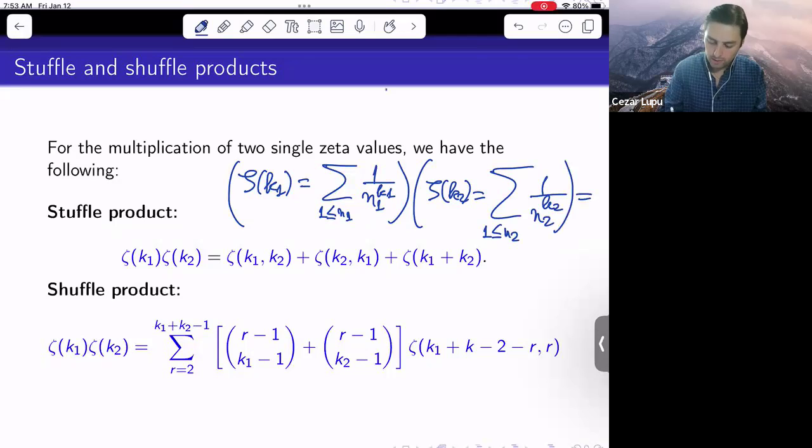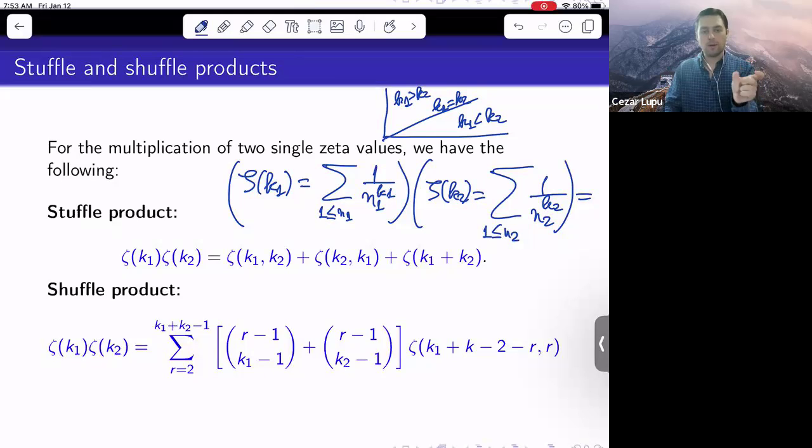So when we multiply, imagine that you have all these values here. This is when k1 equals k2. This is when k1 is less than k2. And this region is when k1 is greater than k2. So basically you will have the double zeta of k1, k2 plus double zeta of k2, k1. And when they're equal, you will have a single zeta, so zeta of k1 plus k2. So the Stuffle product, when you multiply two single zeta values, gives you double zeta values, but also single zeta values. In this way, this is one way to generate Q-linear relations among MZVs.